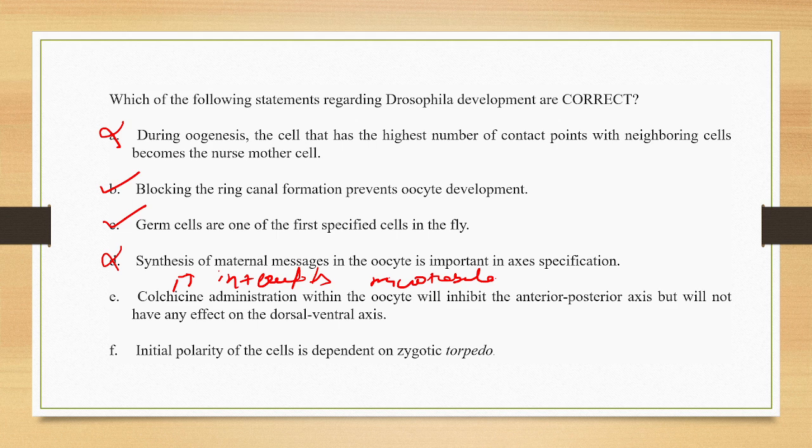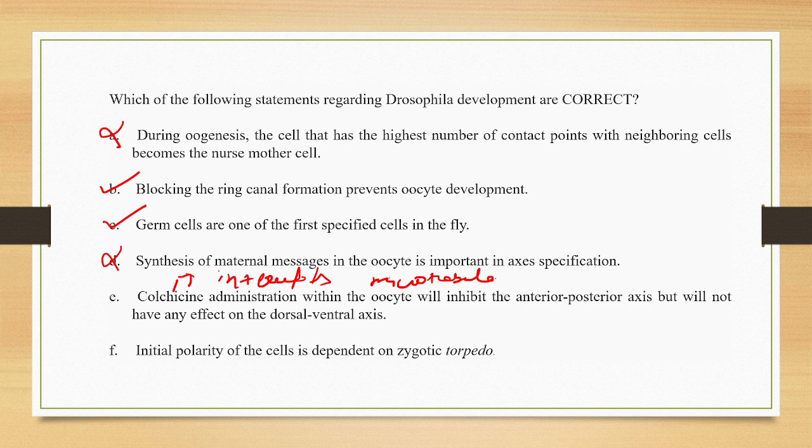Because molecules need to travel from the anterior to the posterior end, from the posterior to the anterior end, from the dorsal to the ventral, and from the ventral to the dorsal. And the way they can move within the embryo is because of the motor proteins. Motor proteins are like cars. If we want to go from one point to another over a large distance, we need a vehicle. That vehicle is your motor proteins. We cannot move from one place to another just by walking if the distance is very far.